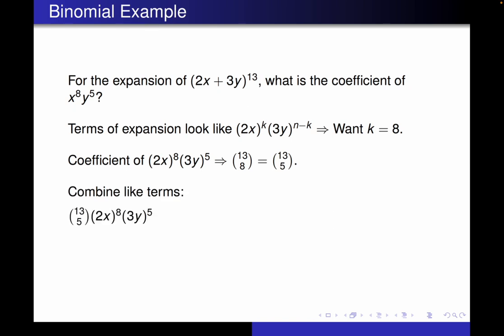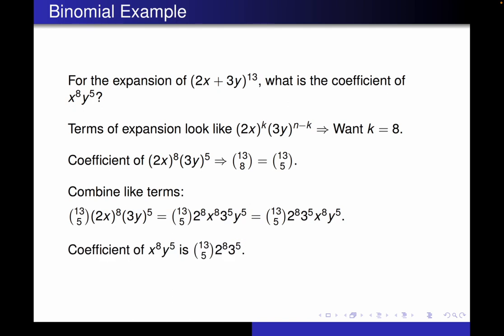So when we combine our like terms, we're not going to get 13 choose 5 times x^8 times y^5. We're going to get 13 choose 5 times (2x)^8 times (3y)^5. So we have a little simplifying to do. (2x)^8 gives us 2^8 times x^8, and (3y)^5 gives us 3^5 times y^5. If we rearrange those factors, we get 13 choose 5 times 2^8 times 3^5 times x^8 times y^5. That means our coefficient of x^8 y^5 is not just 13 choose 5, it's also 2^8 times 3^5 as well.